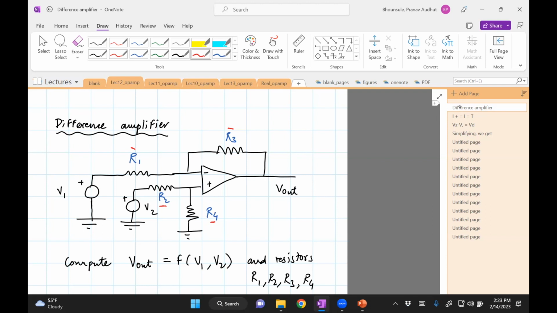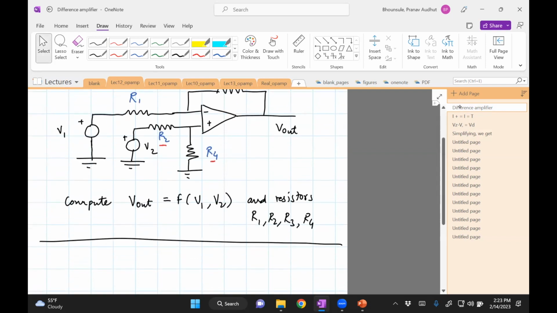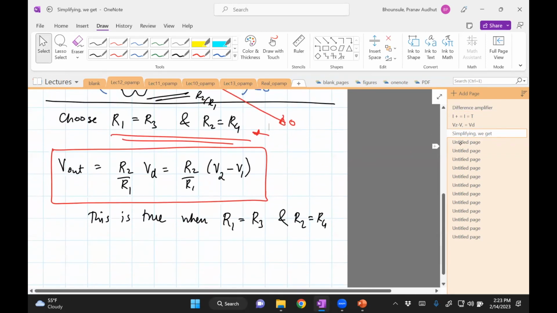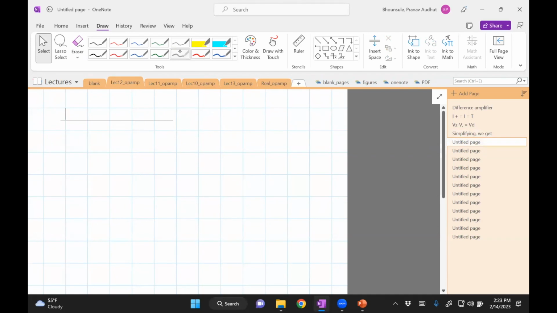So what people do is they basically use what is known as an instrumentation amplifier. And I'll draw the circuit. It's a bit more complicated, so I will not go through the derivation of the instrumentation amplifier, but an instrumentation amplifier is used in place of a difference amplifier. So we just write this down before I move on.